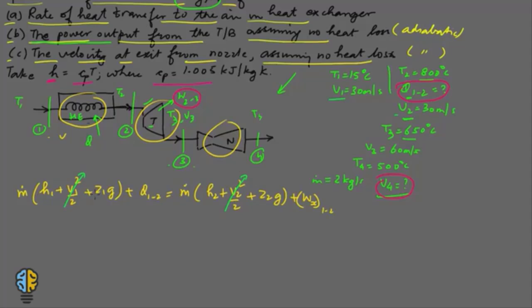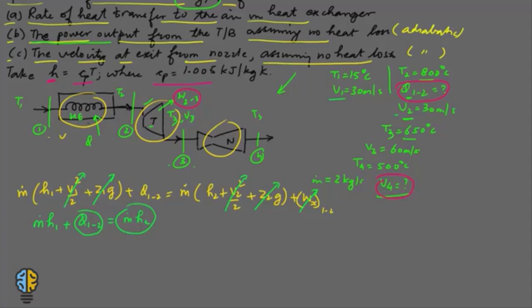There is no elevation difference, so Z1 is equal to Z2, so they also get cancelled off. Also there is no shaft work involved, so work 1-2 is also 0 because you are taking the case of a heat exchanger. So the SFEE for a heat exchanger reduces to m dot h1 plus q12 is equal to m dot h2. This means that whatever heat you provide increases the total energy of the fluid.